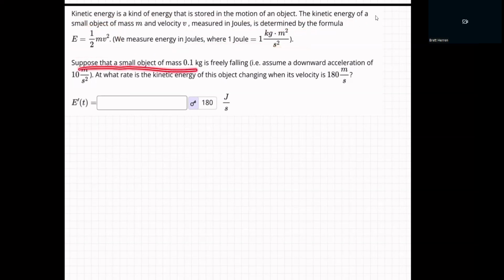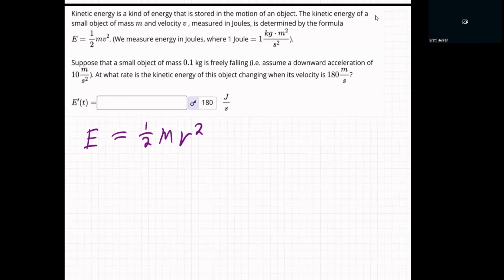Suppose that a small object of mass 0.1 kilograms is freely falling, assuming downward acceleration of 10 meters per second squared. At what rate is the kinetic energy of this object changing when its velocity is 180? Wow, that's a lot. So notice they're asking for E prime. So let's bring down the E formula. So E equals 1/2 mv squared.